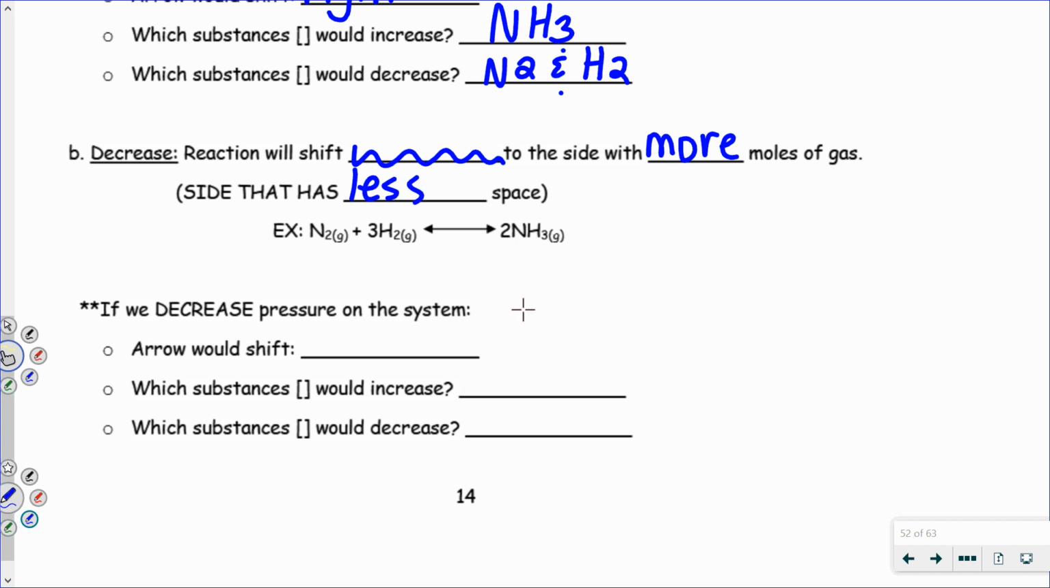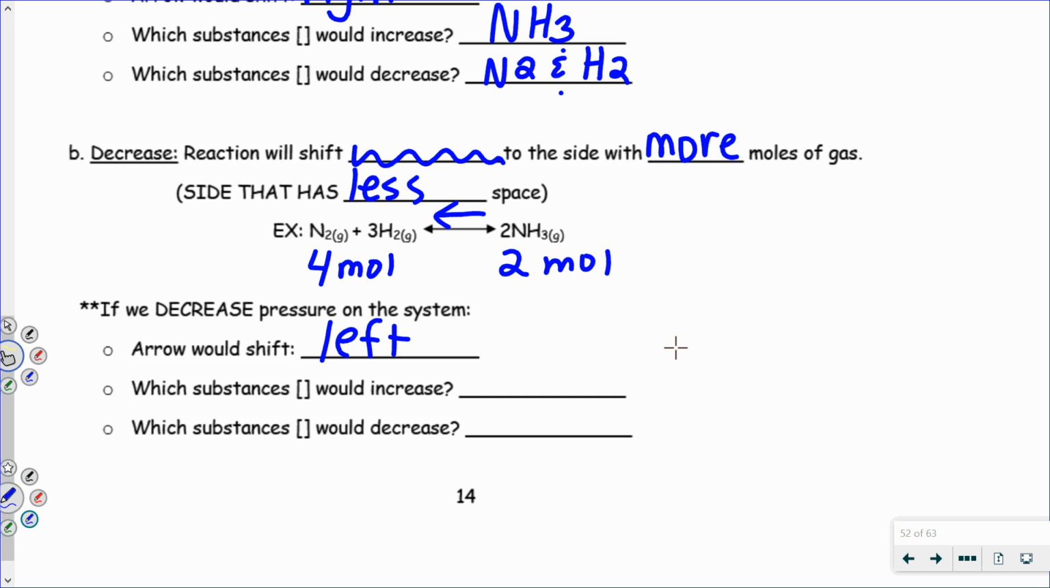So let's take a look at our reaction again. Same reaction as above. So we have 4 moles of gas on the left, and we have 2 moles of gas on the right on our product side. If we decrease the pressure, we're not being squeezed as tight anymore. That means we're going to shift to the side with more moles of gas, which is going to be a leftward shift. So I'm shifting to the left. So an increase in pressure, you shift to less moles. A decrease in pressure, you shift to more moles of gas.